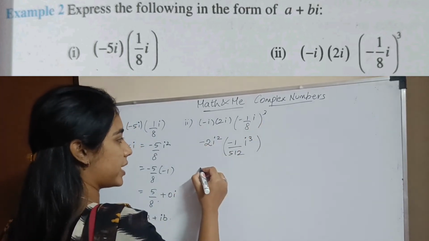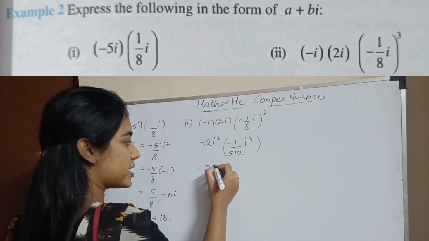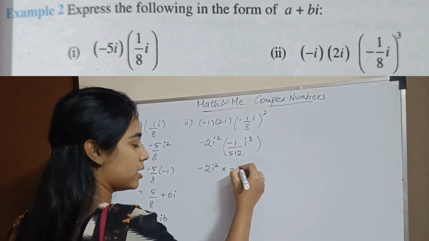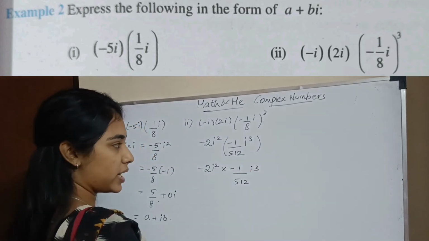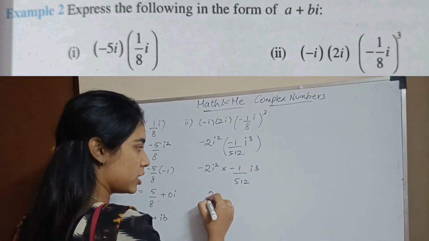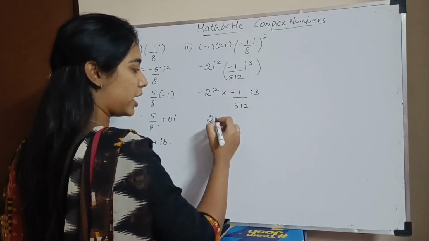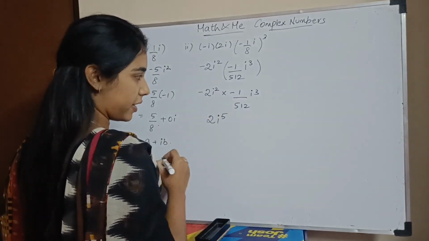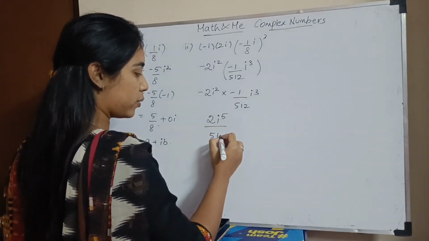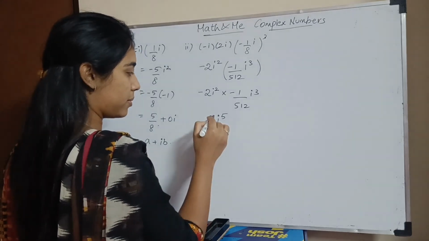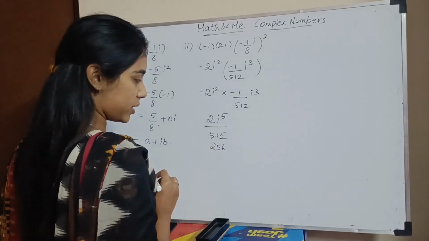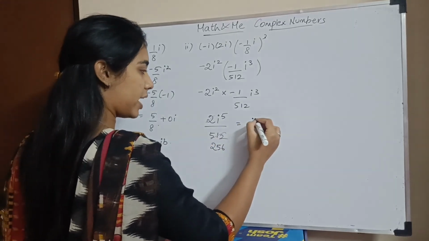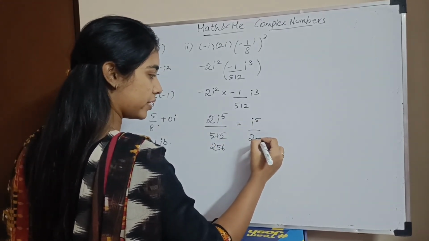Now I have -2 i square times the bracket, I'm taking -1 by 512 times i cube. Minus into minus becomes plus, right? So plus 2 i square i cube. So I can write it as i power 5 divided by 512. Now can we cancel this by 2? So 2 2s are 2, 2 5s are 10, 2 6 are 256. So I have i power 5 divided by 256.